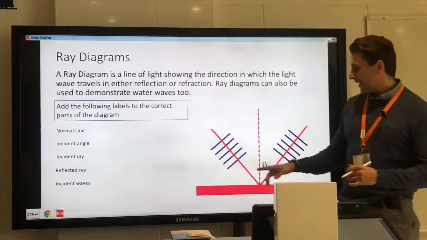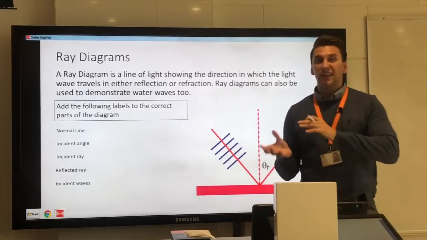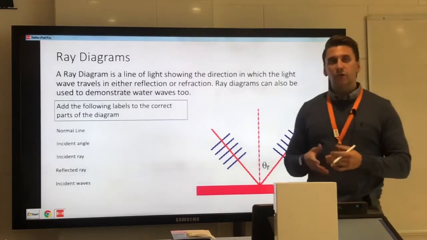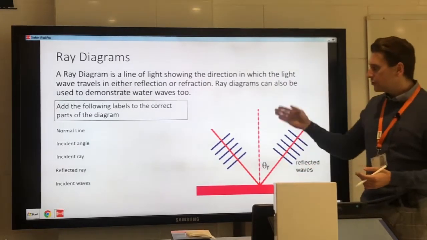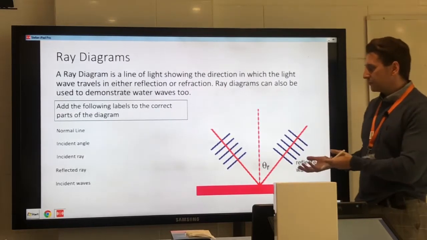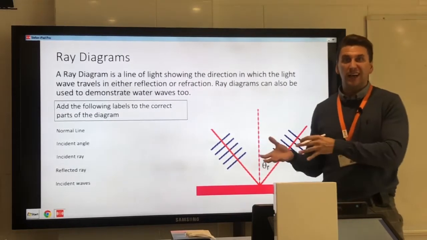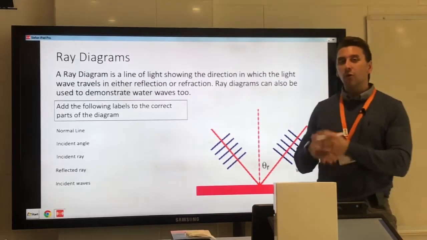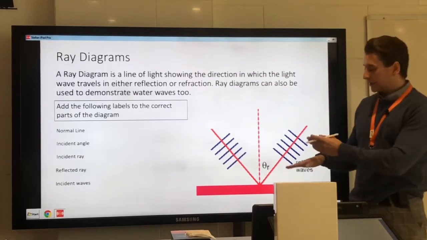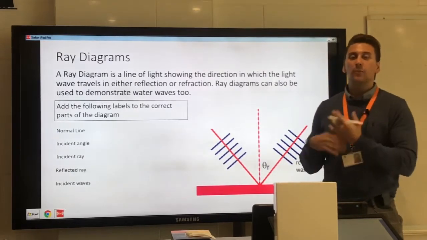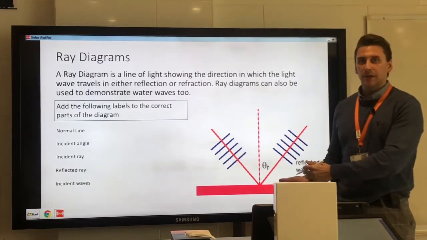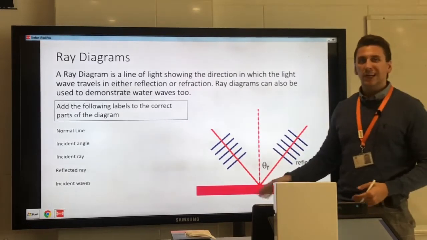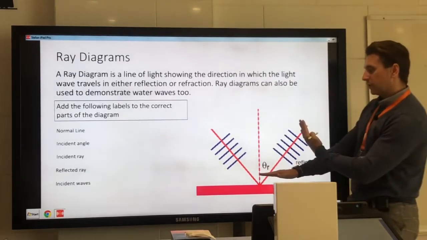So the first thing we're going to add, at the boundary, wherever the light ray either enters or leaves or is about to cross the boundary, is our normal line. A normal line should be drawn as a dashed line, just because we want to differentiate between the normal line and the light or the waves themselves. The normal line is always 90 degrees, or perpendicular, to the boundary at that point. It may not be a vertical line; it is here because our boundary is horizontal, and therefore 90 degrees to that is a vertical line.